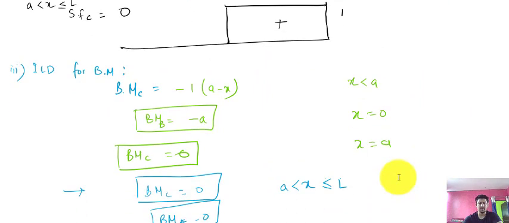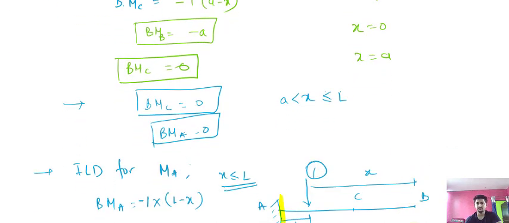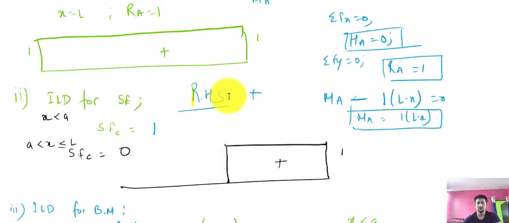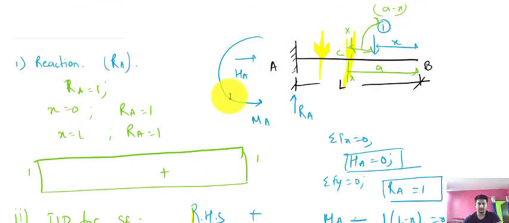And if I want to make ILD for bending moment at C, for that you have to make a span here. First see when x equal to 0. When x equal to 0, the bending moment at B is minus A. For that you can write down minus A. And this is C point, so bending moment at C is 0, and the other bending moment at C and A is 0. So this is 0 and this is 0. So this is the bending moment ILD when we are talking about bending moment at C. This is how you need to draw the influence line diagram in case of cantilever beam.